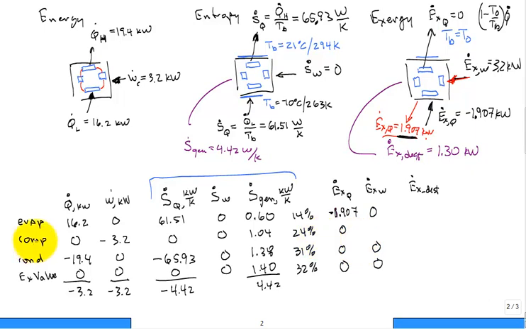Now for the compressor, what is it? Well, you're bringing in 3.2. You could leave it as a plus or a minus. From the perspective of the compressor, it's coming in, you can put minus 3.2. And if you want more digits, 08. Okay.